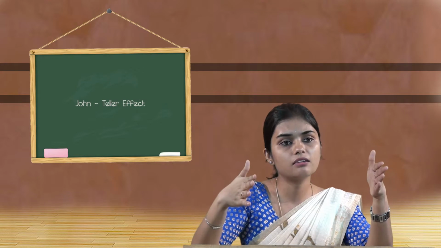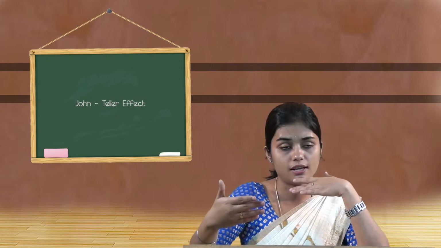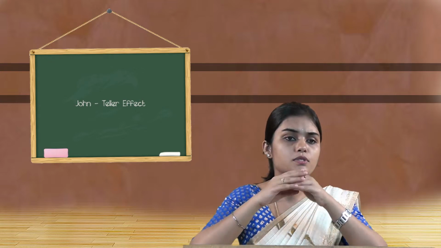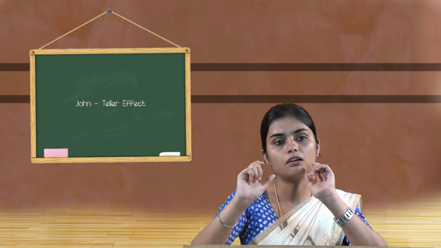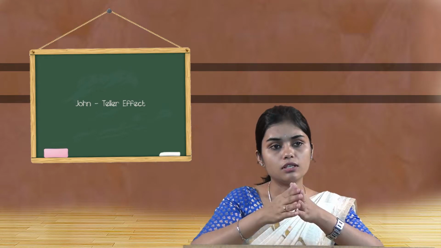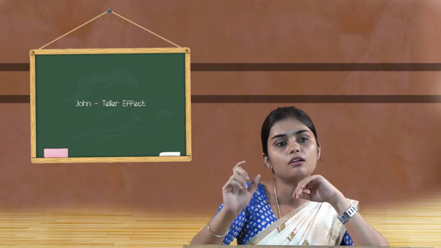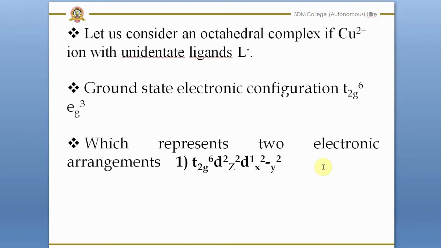The CFS takes place in all electronic arrangements. There is no particular electronic arrangement needed for CFS to take place, but in order to observe the Jahn-Teller effect, there is a particular ground state electronic configuration. We can't observe the Jahn-Teller effect in all other electronic configurations; there is a particular configuration in which we can observe it.